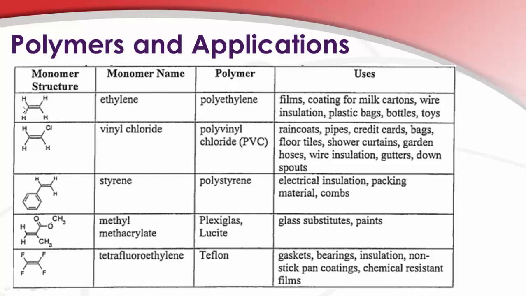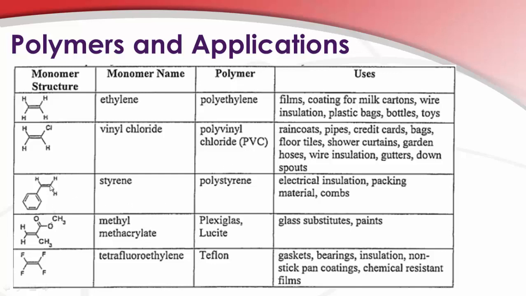So if we react ethylene in an addition reaction, we get polyethylene, and we can have films or coatings for milk cartons and toys and things. If we add a chlorine and then produce that same addition reaction, we wind up with polyvinyl chloride, or PVC, and it has slightly different properties, and so is typically used for things that need a little more flexibility than polyethylene.